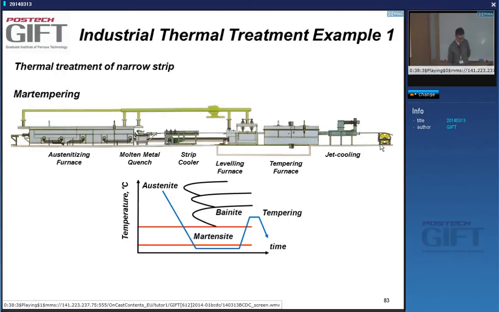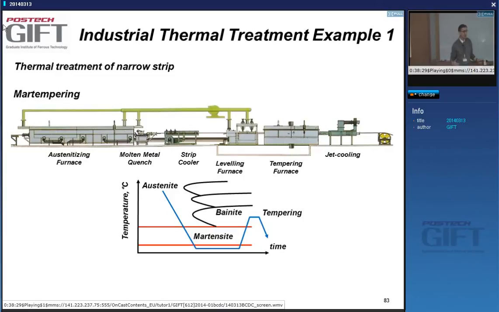You can rearrange this furnace, yes, to make other types of microstructures. For instance, you can make, again, narrow strip that is mar-tempered. So the word mar-tempering has a first part, martensite, and a second part, tempering. So you basically make a tempered martensite microstructure.